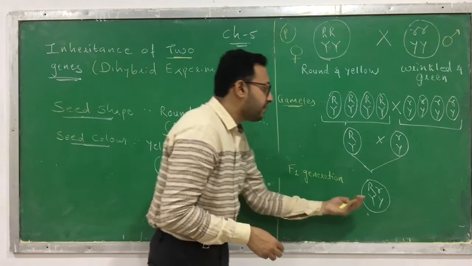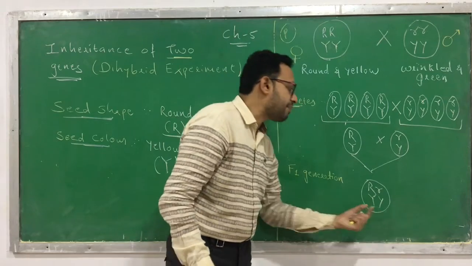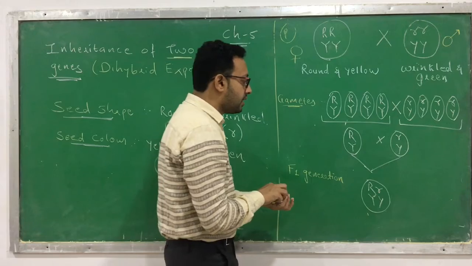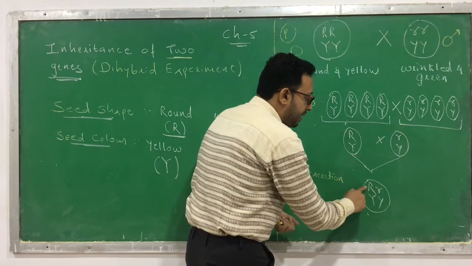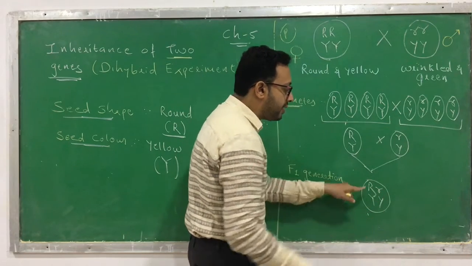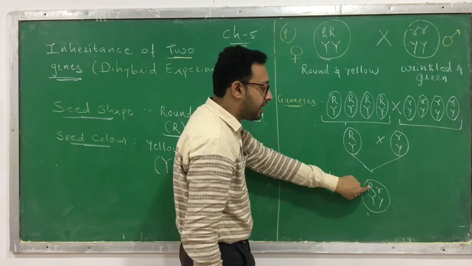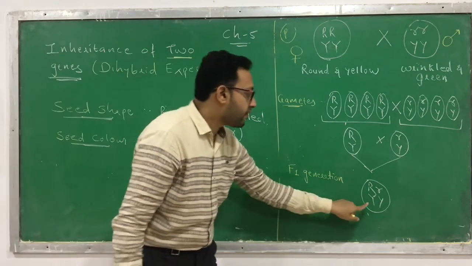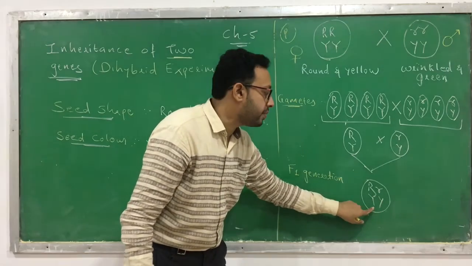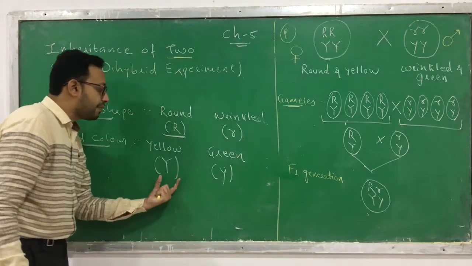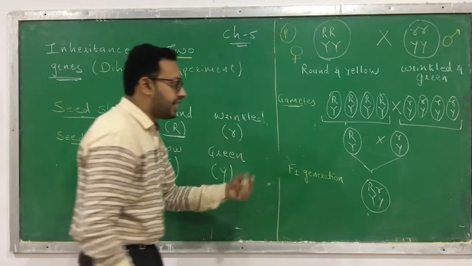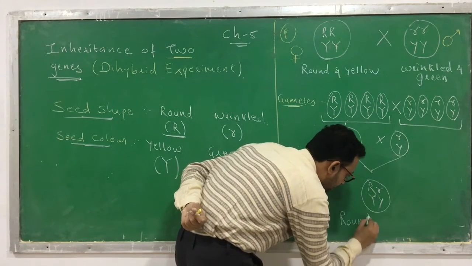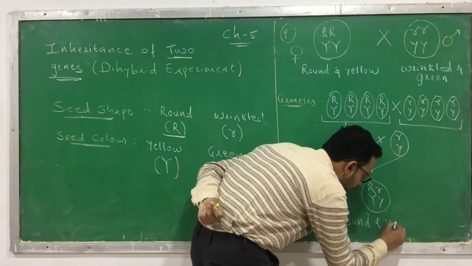Now write down its phenotype characteristic. This is the genotype of the F1 generation. Now what is the phenotype of this? Here, from capital R and small r, which is the dominant one? The capital letter, that is capital R. The meaning of capital R is round. And here from capital Y and small y, which one is dominant? Capital Y. And the meaning of capital Y is yellow. So what is the characteristic of this seed? This seed is round and yellow.